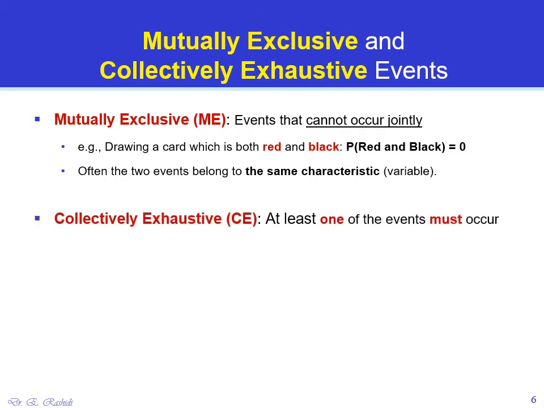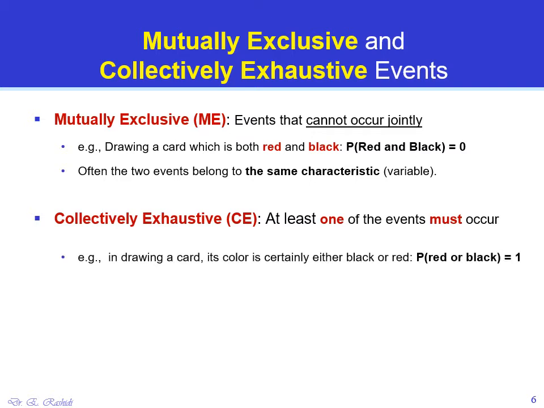The collectively exhaustive events are those events that we are sure at least one of them is going to happen. For example, when we draw a card, it has to be either black or red. We are sure that the probability of being red or black is 100%. It cannot be pink, it cannot be blue, it cannot be any other color. It has to be either red or black. So black and red here are two events that are collectively exhaustive.